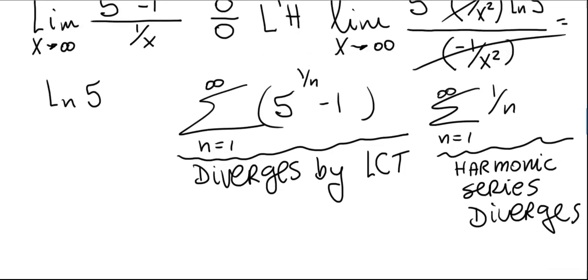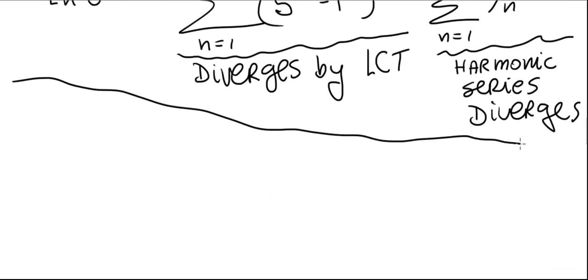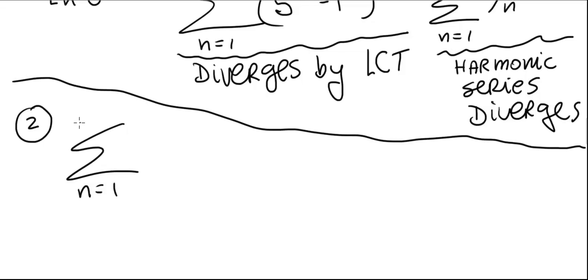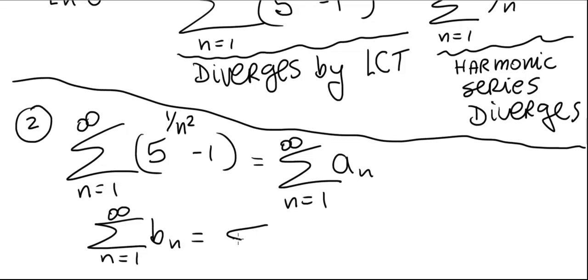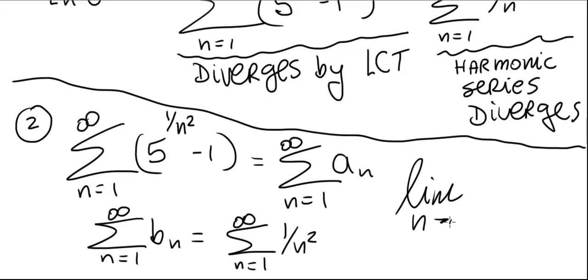Let's look at series number 2. And now that we saw series number 1, this should be fairly easily solved. This is the summation from 1 to infinity of 5 raised to the power 1 over n squared minus 1. We'll call this our a sub n series. And just like before, the summation from 1 to infinity of b sub n will be this series made up of the exponents of 5. So the summation from 1 to infinity of 1 over n squared. Let's evaluate the limit as n goes to infinity of a sub n over b sub n.